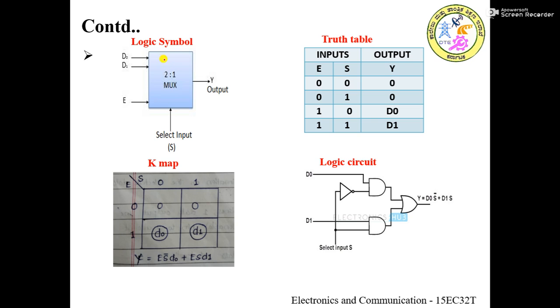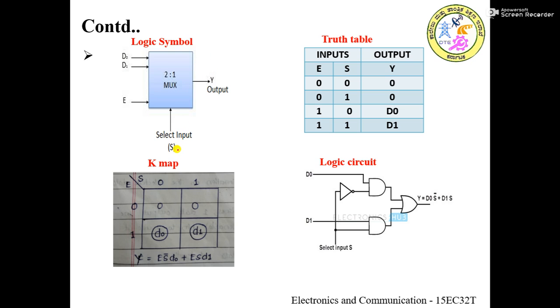Logic symbols are usually shown with a square box. On the left hand side you show the inputs, and on the right hand side you show the output. Here you can see D0 and D1 are the inputs, E is the enable input, there is a single select line input, and this is the output here. How does it work?